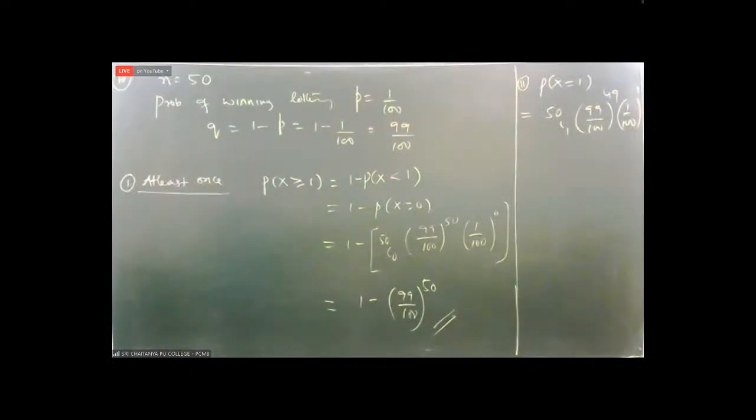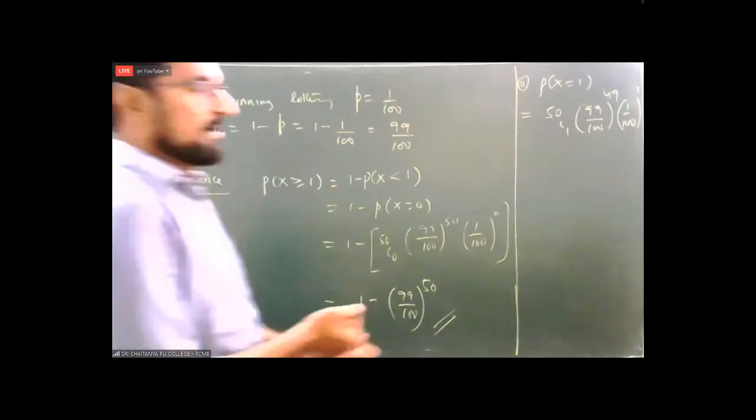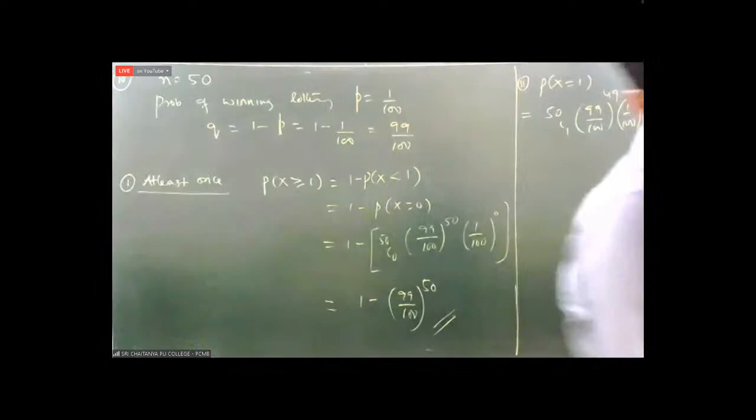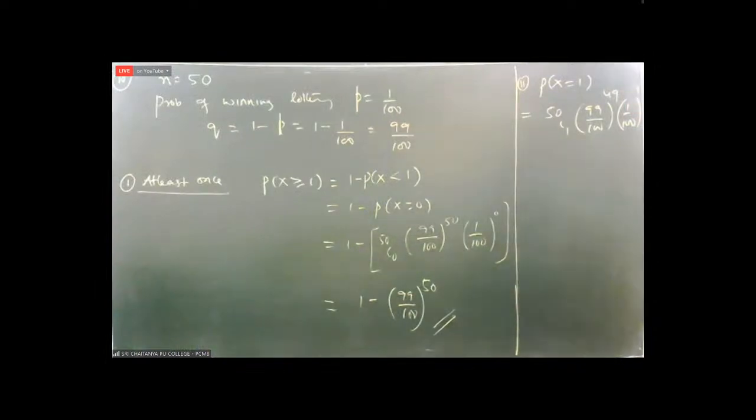I am repeating the problem which is on the board. While you are copying, I am going to repeat it. Observe that one. n is equal to 50. That means there are 50 lotteries given to you. So n value is equal to 50. Probability of winning lottery, small p is equal to 1 by 100 given to you. Therefore, small q is equal to 1 minus p, which is equal to 1 minus 1 by 100, which is equal to 99 by 100.